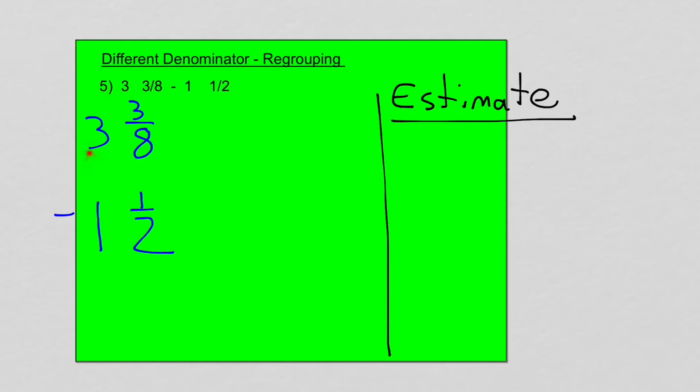Now, 3 3/8 is almost halfway between 3 and 4, just a little less than halfway. So I think what I'm going to do in this one is I'm going to round it to 3 1/2. And then 1 1/2 I can just keep as 1 1/2. And then for my estimate, well, 3 minus 1 is 2, and 1/2 minus 1/2 is 0. So the estimate here is just 2.